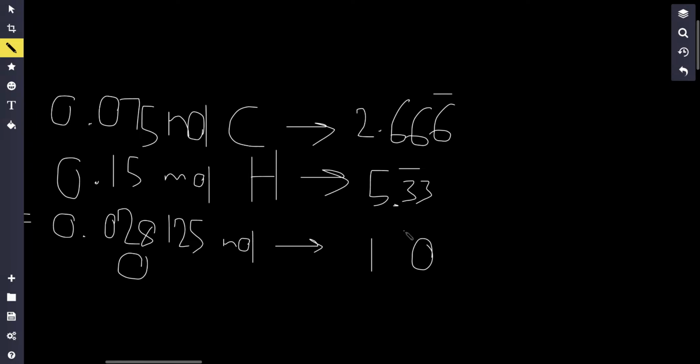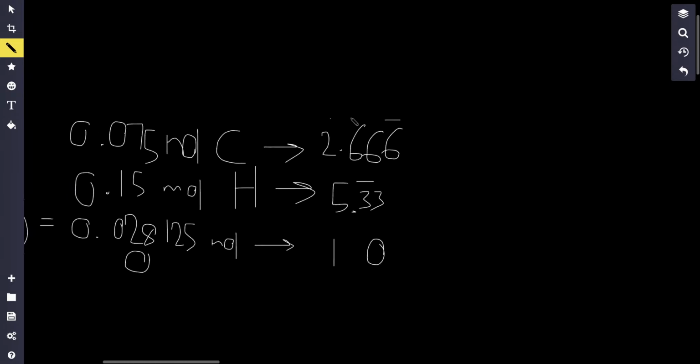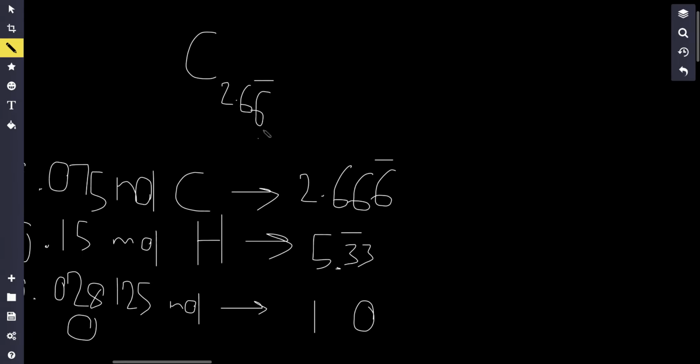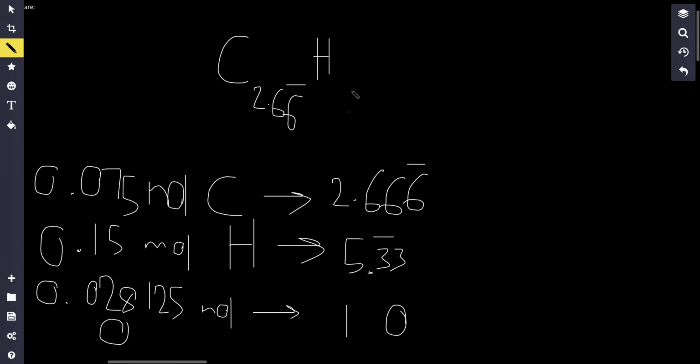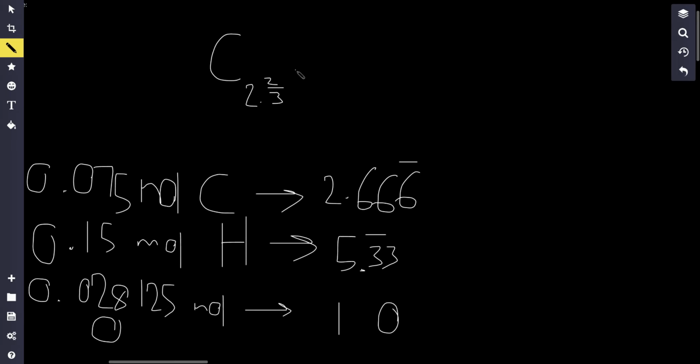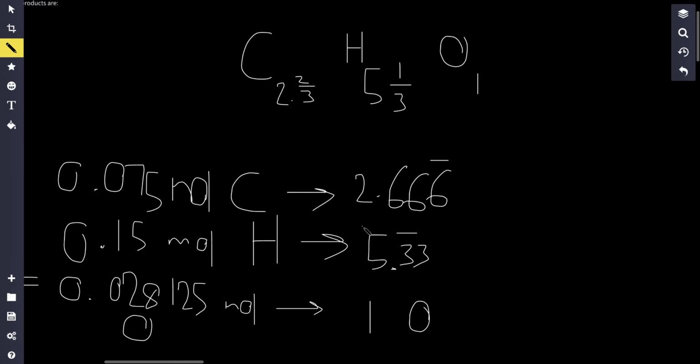Okay, so that means that in our original compound, we have 2.66666 repeating amounts of carbon. For the amount of hydrogen, we have 5.33333 repeating. Actually, it might be easier if I just write 2 2/3. So I have 2 2/3 of carbon, 5 1/3 hydrogen, and 1 mole of oxygen. Do you see a problem with writing my compound this way?